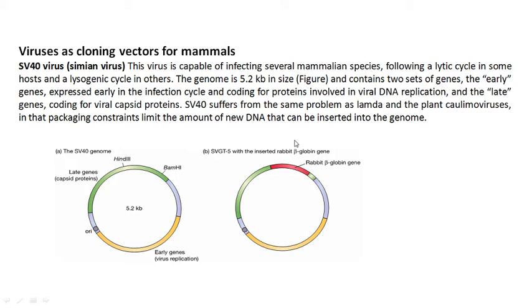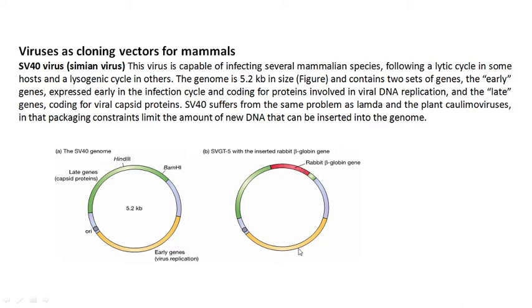Apart from that, there are some viruses you can also use as a cloning vector in the mammalian system. First is the SV40 virus, and this virus is capable of infecting several mammalian species and following the lytic cycle as well as the lysogenic cycle. The genome of SV40 is 5.2 kb. So here you can see the genome of this SV40, and the beauty of this genome is that it is circularized, and you can have many restriction sites also, so you can clone your gene of interest in any of these sites. So here I have shown you the example of how you can introduce the rabbit beta globin gene in the SV40. It is introduced in the BamHI site here.